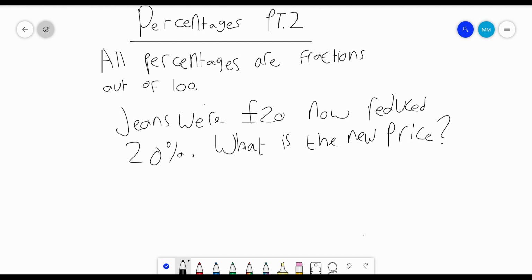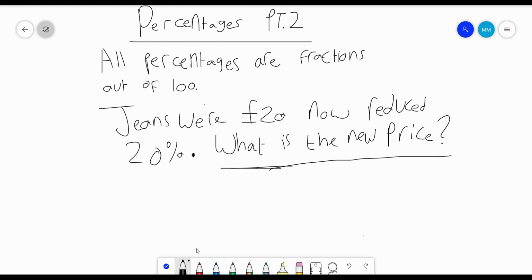First thing students get wrong is failure to read the question. They're asking the new price of the jeans. They don't want to know what is 20% of 20. Yes, you'll need to know what is 20% of £20, but they want the eventual new price. So let's do this a bit at a time.